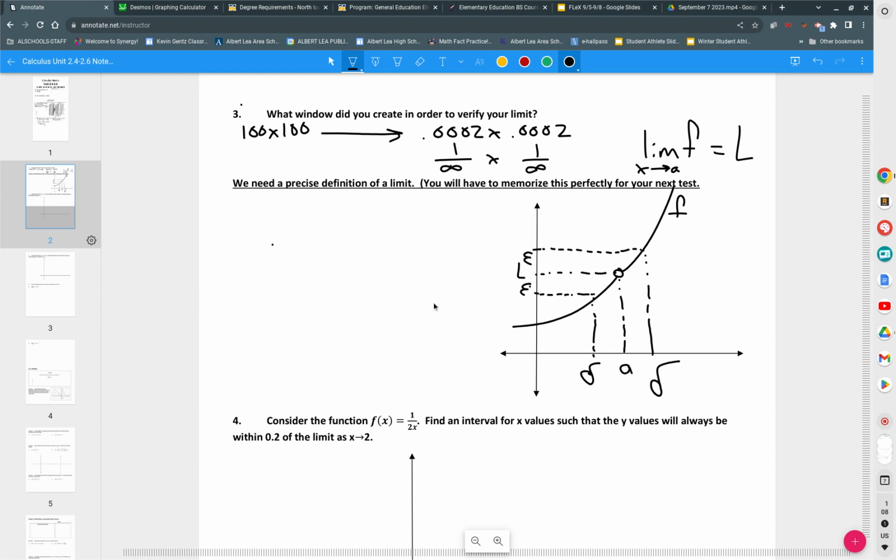The delta symbol looks like this. I'll try to do a better job. Lots of people get the epsilon. They struggle with the delta. Delta looks like that.